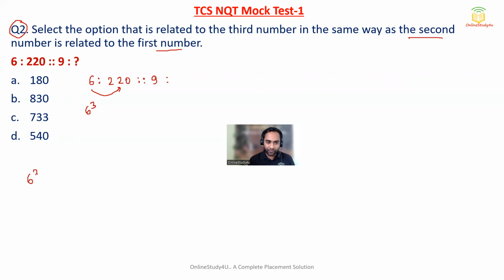6 cube, my dear friends, will be 216. And if we add 4 to it, it will become 220. So here 9 is there, so 9 cube. So basically 6 cube plus 4. So 9 cube plus 4. So 9 cube will be 729 plus 4.